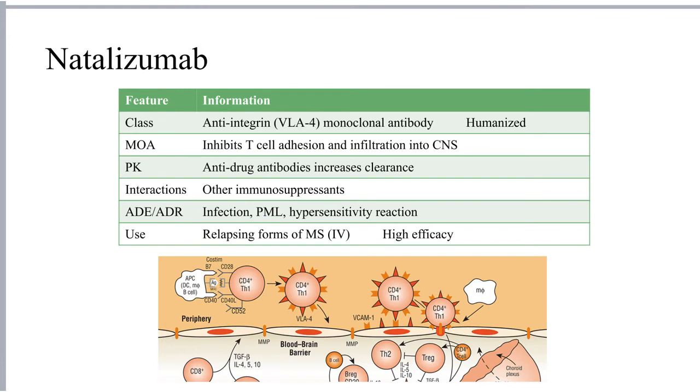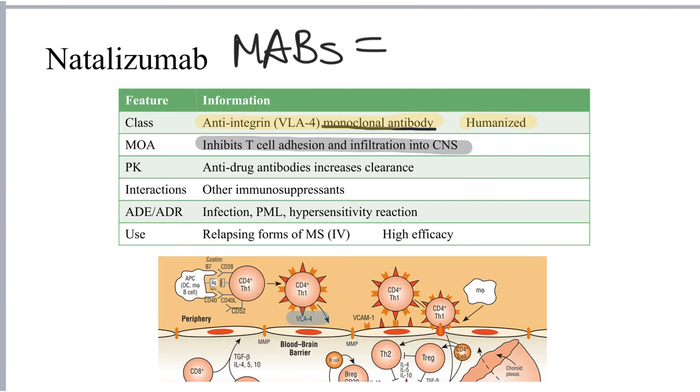The next three agents on the list are all monoclonal antibodies and are relatively newer drugs that are used as DMTs in multiple sclerosis. The first antibody I'll talk about is natalizumab. This is a humanized monoclonal antibody directed against the integrin protein VLA4. VLA4 is a protein found on the surface of T cells that is integral for T cell adhesion, migration, and infiltration into the CNS. By inhibiting this protein, natalizumab decreases T cell adhesion and infiltration.